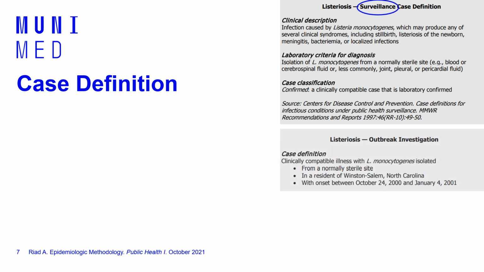However, there is another case definition for the same disease, which is listeriosis. This is the same bacterial infection that we mentioned earlier. And here there was an outbreak during the year 2000 until the beginning of 2001 in North Carolina. And as you can see, the criteria had changed slightly. So we have more parameters related to the place, the time, and potentially also the person, who are the inhabitants or the residents of this region. So this is an example of the case definition for outbreak investigation.